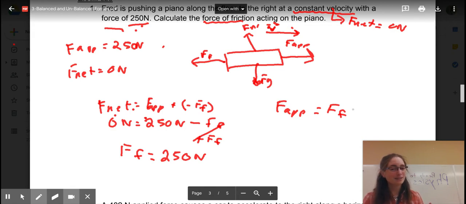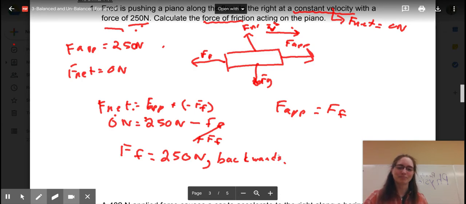Now, force is a vector, so I'm going to need to add a direction here. Because my force applied is going forwards, I am going to make my force of friction have a direction of backwards. Sounds good? So that is our first question, and that's how you handle net forces of 0. When you have a net force of 0, it means you have balanced forces, and you can equate those two forces to each other.